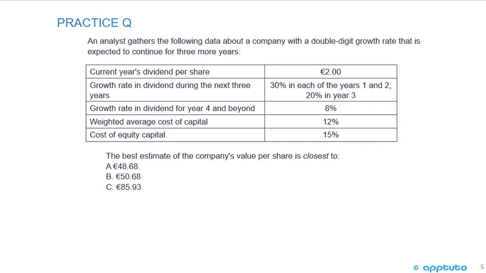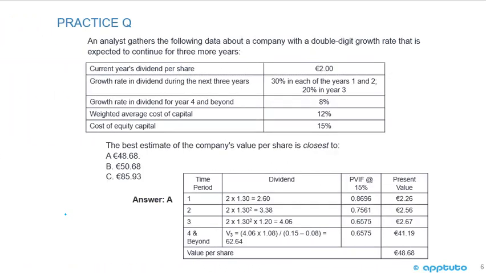The best estimate of the company's value per share is closest to A, €48.68, B, €50.68, or C, €85.93. Okay, this question is not too difficult, even though it's going through various stages of growth. The correct answer is A, but let's see how we get the calculation.